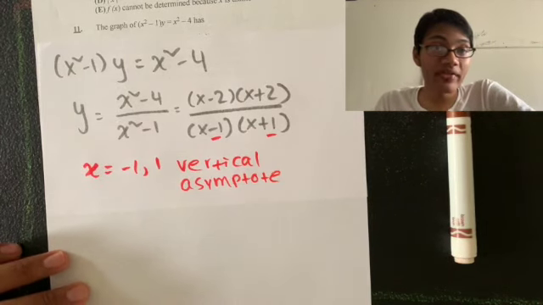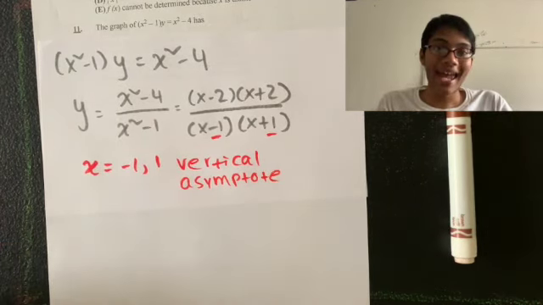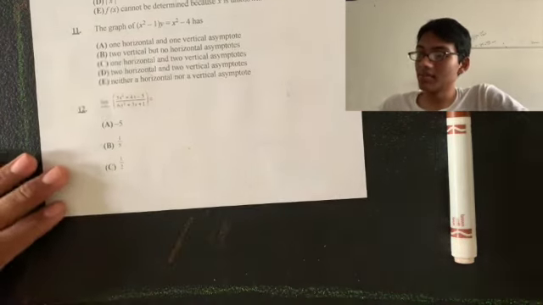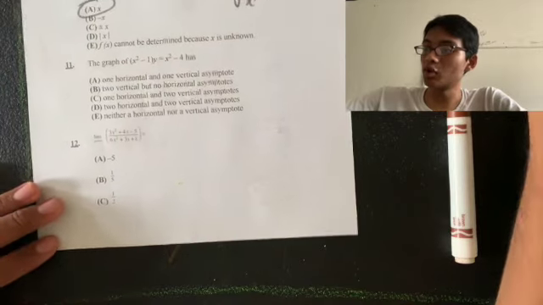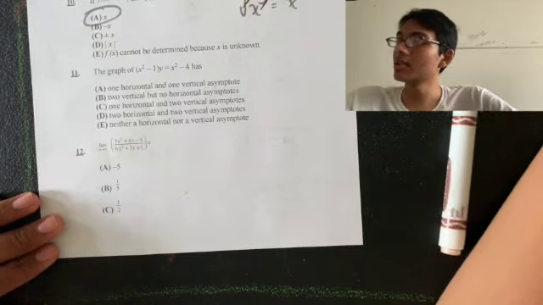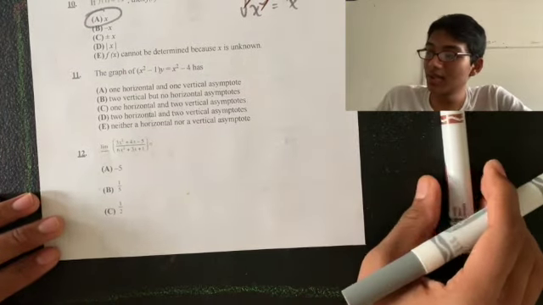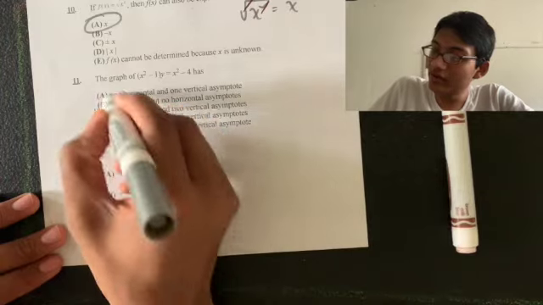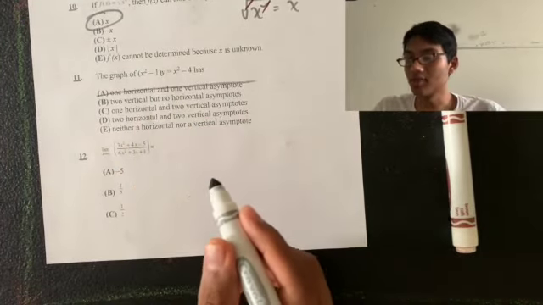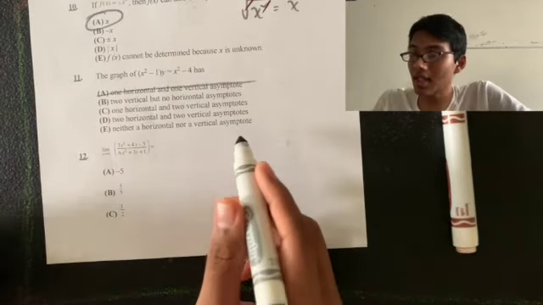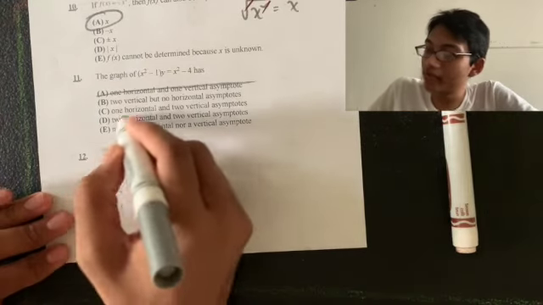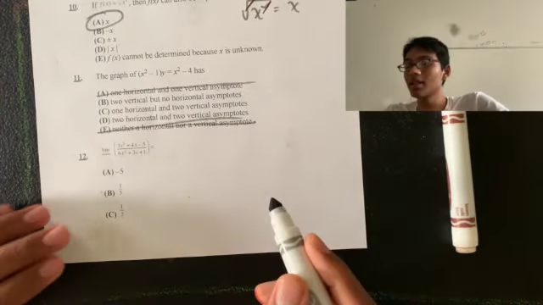Okay, so let's see which one of the 5 choices has that quality, that x equals minus 1 and 1 is a vertical asymptote. So let me go ahead and check out the choices. So one horizontal and one vertical asymptote. Well, I already know I have 2 vertical asymptotes. So let's see which one of them says that. One vertical asymptote, wrong. 2 vertical but no horizontal asymptotes. 1 horizontal and 2 vertical asymptotes. 2 horizontal and 2 vertical asymptotes. Neither a horizontal nor a vertical asymptote. Okay, so we're left with 3 choices.